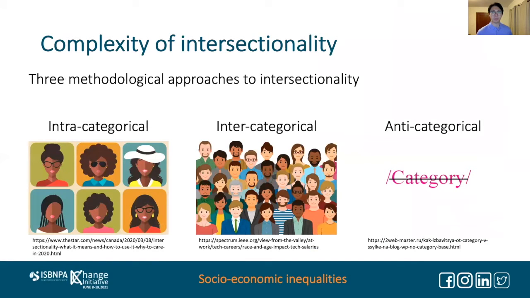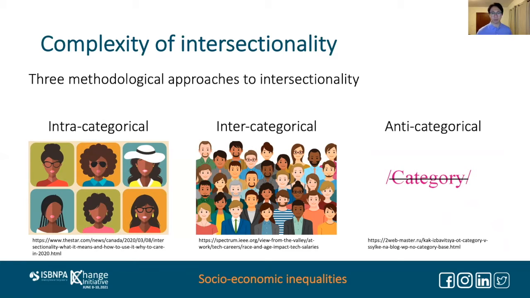There are three methodological approaches to intersectionality. First, intra-categorical intersectionality focuses on one specific group with more than two social categories. For example, a study may look at experiences of Black women, individuals who are at the intersection of Black for race and women for gender.